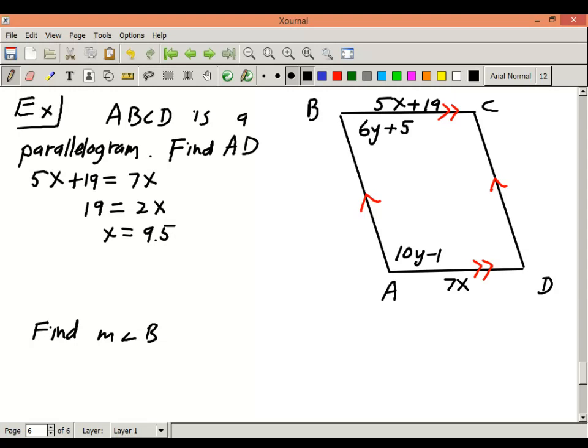And remember, we've got to find side AD. So side AD equals 7x, so 7 times 9.5. Let's multiply that in the calculator. 7 times 9.5 is 66.5.